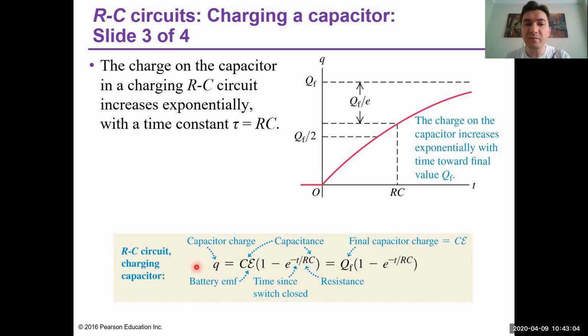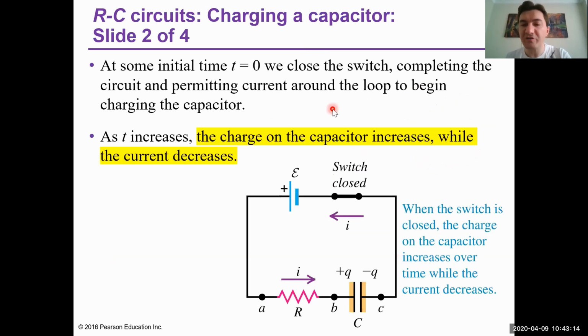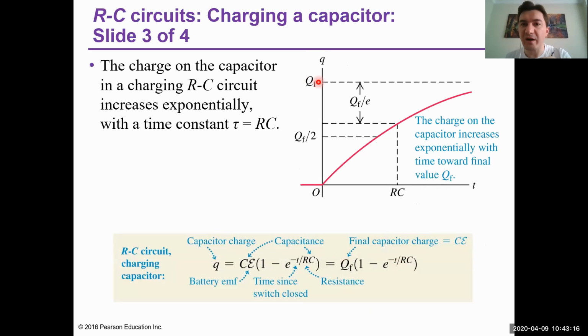Here you can see the behavior of Q as a function of time. This is the time scale. This is the charge scale, Q scale. This is the maximum charge on the capacitor, Q final, okay? And it goes to the maximum charge value on the capacitor exponentially with time. So this is the time versus charge on the capacitor during charging.